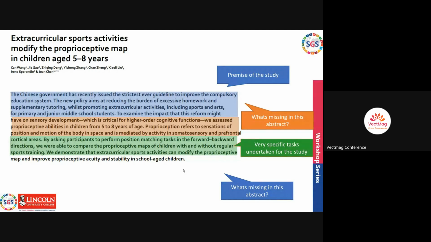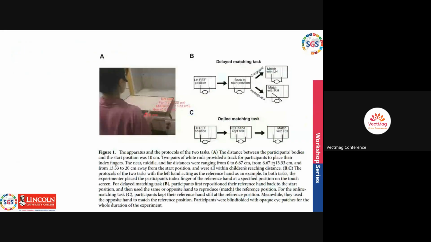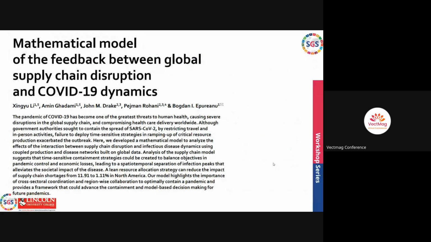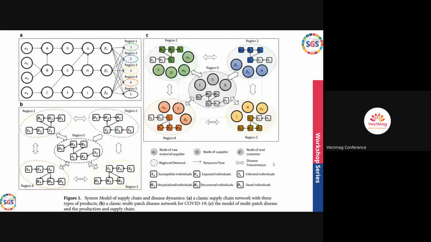I'll share this again. Some things I've added here, so you will have some more things. These are some kind of self-study. What is the premise of the study? What is missing in the abstract? Very specific task undertaken for the study. What's missing in the abstract? This is the question you have to answer after all these things. And then I show how these things are written and for other things. So you can go through them.